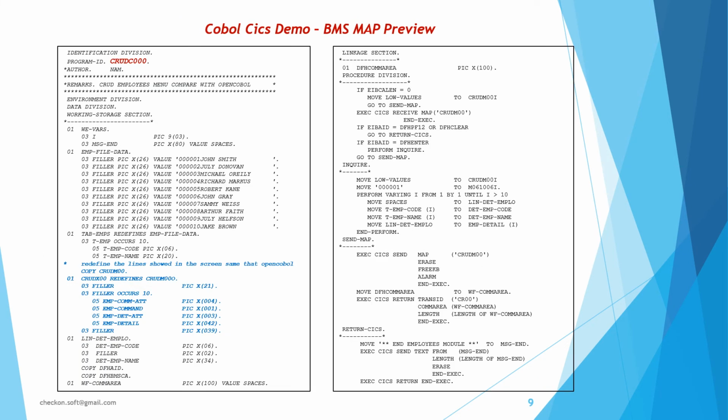This slide shows the COBOL CICS program that you can use to visualize the map generated with the constructor. You can rename the field names, both on the map and in the program, to have more mnemonic names, for example, code, name.